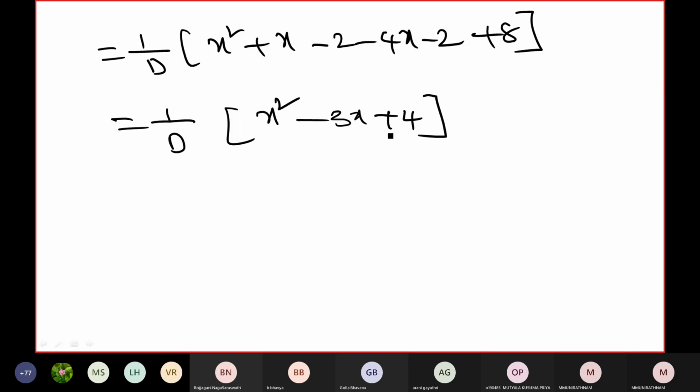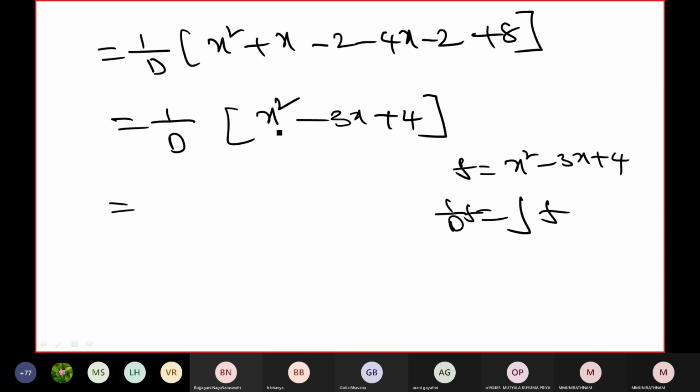So here this is 1 by d of this. 1 by d means integration, sir. Fractions. Very good. So f is x square minus 3x plus 4 and 1 by d is nothing but integral. 1 by d of f is nothing but integral f.